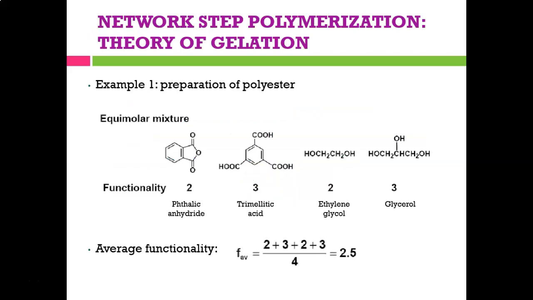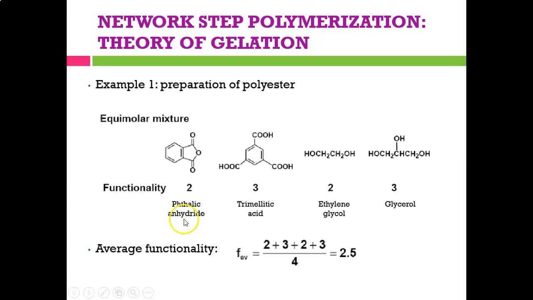Now we look at the example of the preparation of polyester by using the theory of gelation. Of course, you need to have the equimolar mixture of the functionality. For example, you have a phthalic anhydride structure, trimellitic acid, ethylene glycol, and also glycerol. So the number of functionality, which is the number of functional groups in the phthalic anhydride, is 2. Trimellitic acid, you have 3 functionalities. Look here, COOH, COOH, COOH.